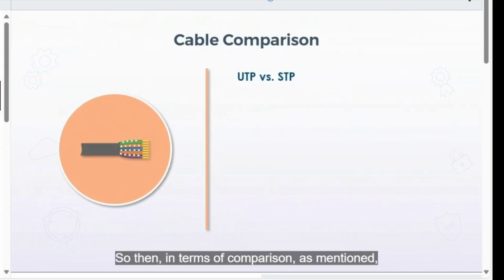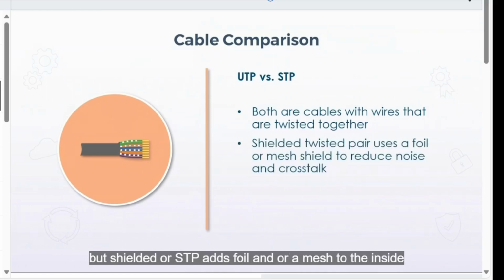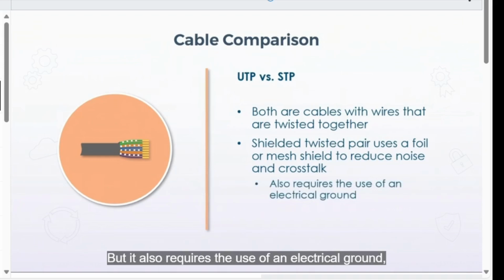So then, in terms of comparison, as mentioned, both implement the twisted pair construction, but shielded, or STP, adds foil and/or a mesh to the inside of the cable to reduce the level of noise and interference, which of course is a plus, but it also requires the use of an electrical ground, which increases the complexity of working with shielded cable, but I'll discuss that in greater detail in just a moment.